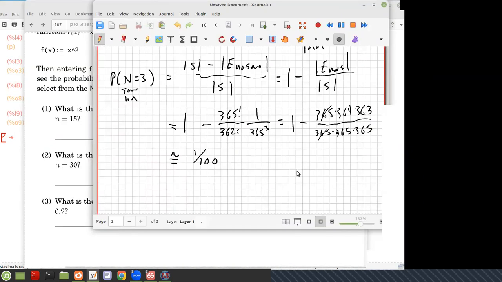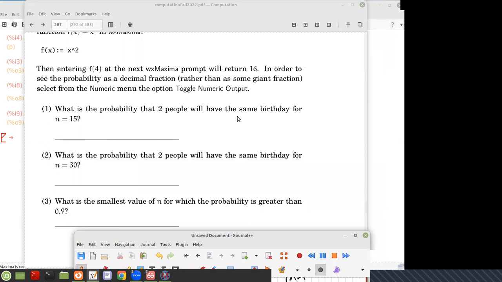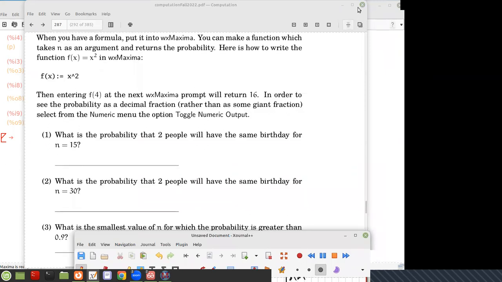Okay. We have a little bit of time left to begin our next topic, which is conditional probability.